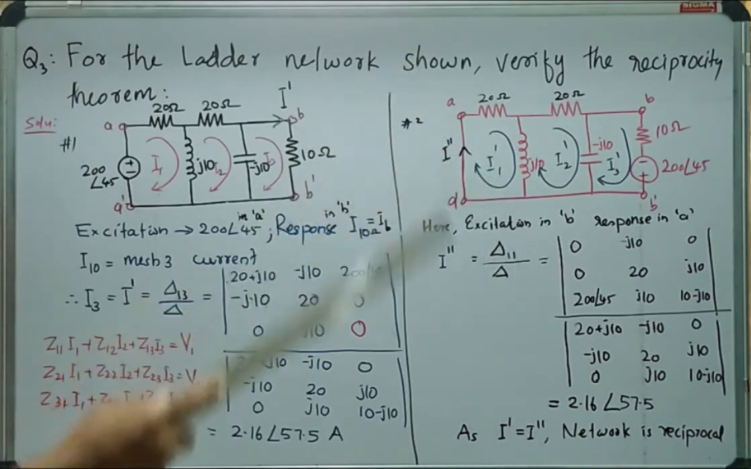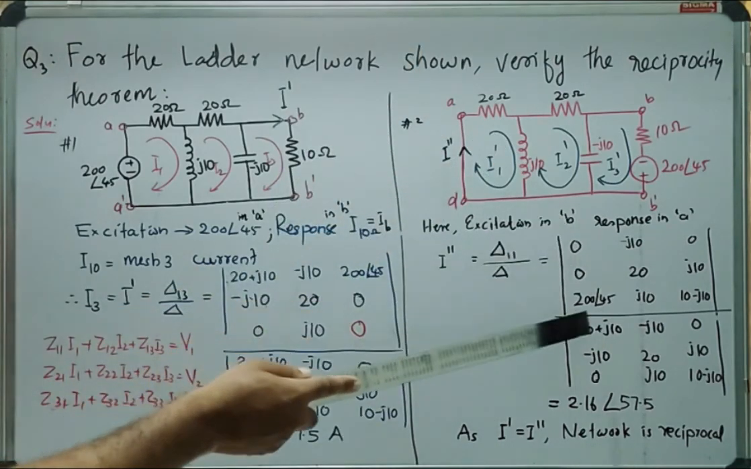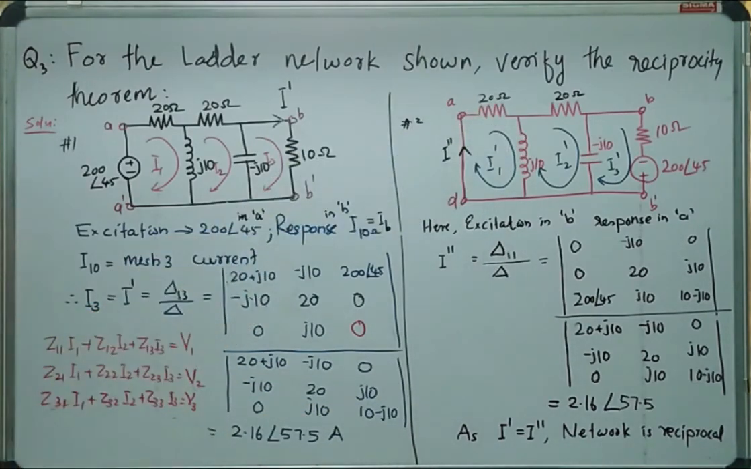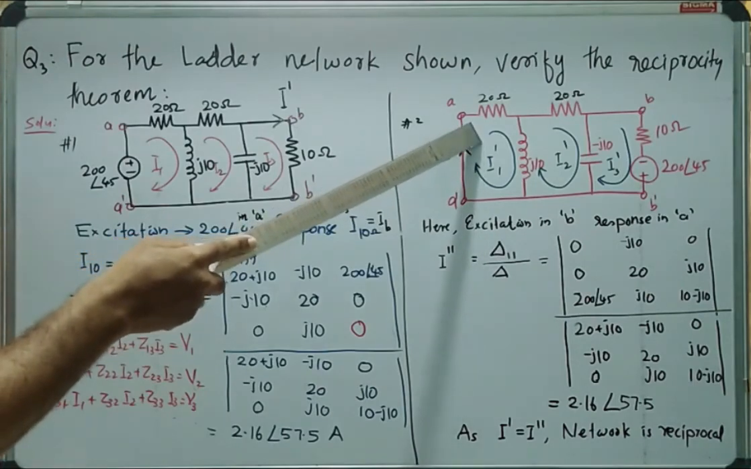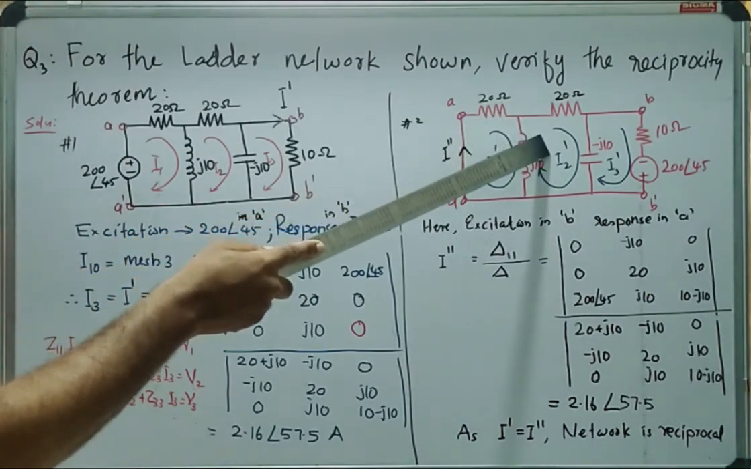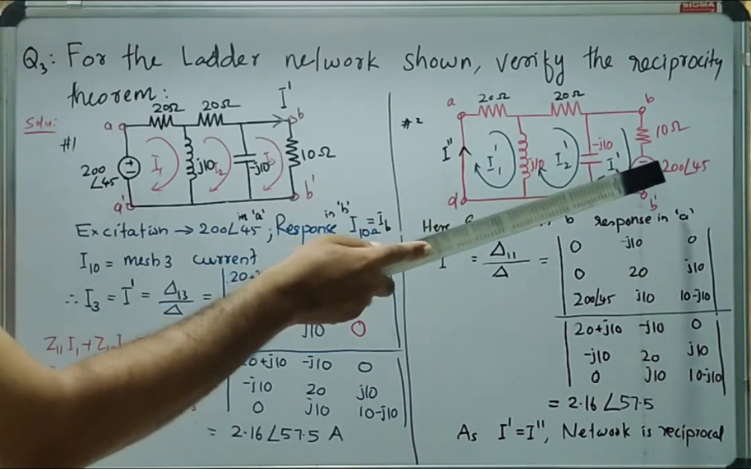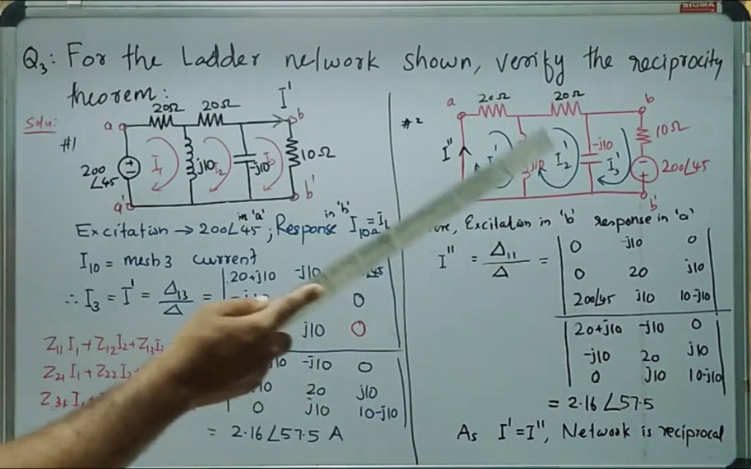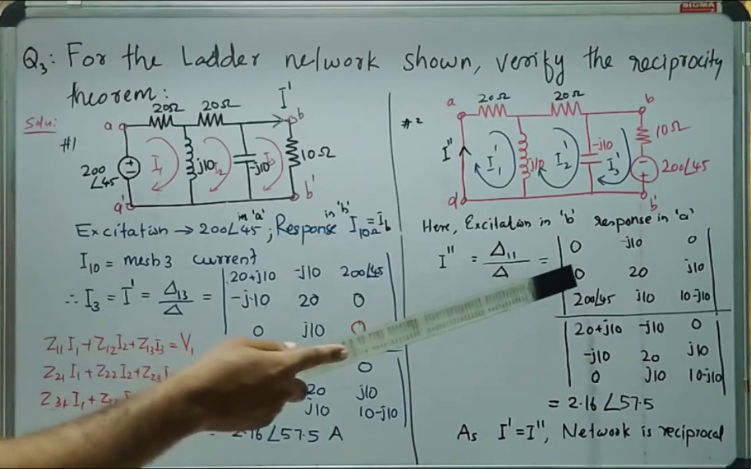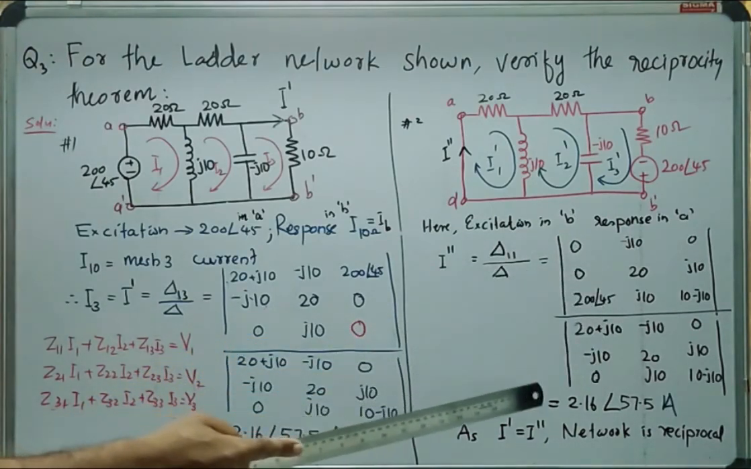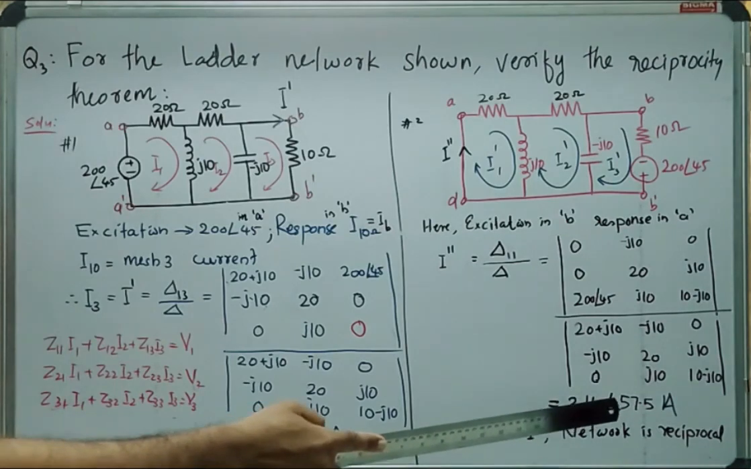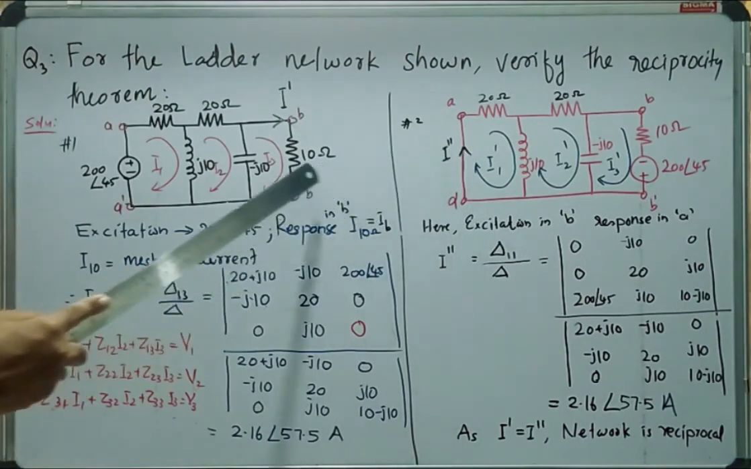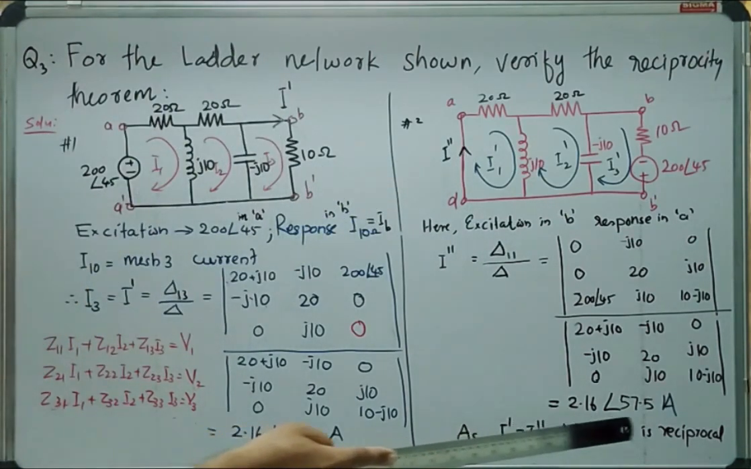In order to find the mesh 1 current, we need to replace the first column entries of this matrix with the voltage sources available in the respective meshes. In mesh 1, the voltage source is 0. In mesh 2, the voltage source is 0. In mesh 3, the voltage source is 200 angle 45. So when we replace these entries with these voltage sources, we can obtain del 11. And after solving this, we obtain the answer as 2.16 angle 57.5 ampere. As I double dash is equal to I dash, this network is reciprocal.